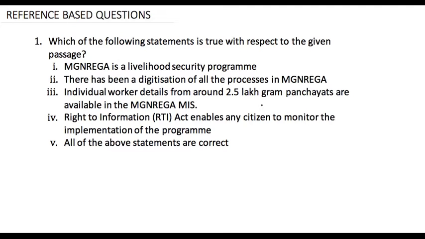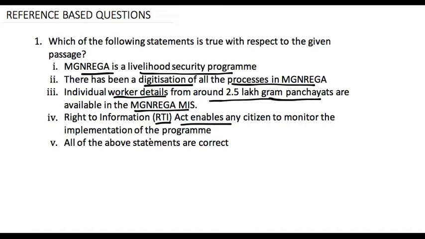Coming to the reference based questions, let's go through the question once without going through the passage at all. Which of the following statements is true with respect to the given passage? MG Narega is a livelihood security program. We are talking about MG Narega here. There has been a digitization of all the processes in MG Narega. Individual worker details from about 2.5 panchayats are available in the MG Narega MIS. RDI Act enables any citizen to monitor the implementation of the program, and all of the above.